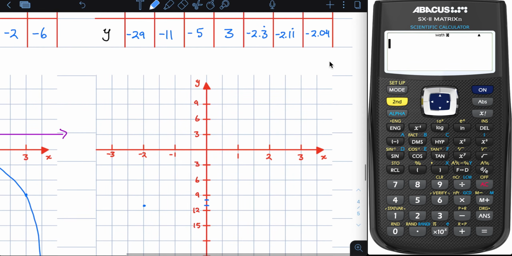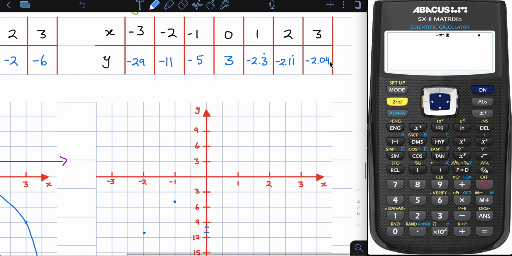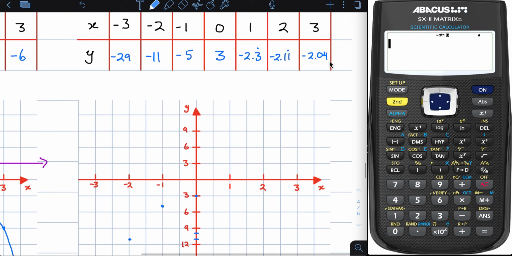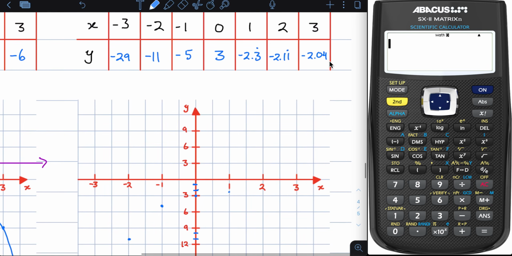Negative 1, negative 5, 0, 3, 1, negative 2.3. Ooh, that's 2, it's 1. So it's actually getting very close to the number 2. Notice how they're getting closer and closer to negative 2. This means that our asymptote is along the line negative 2.